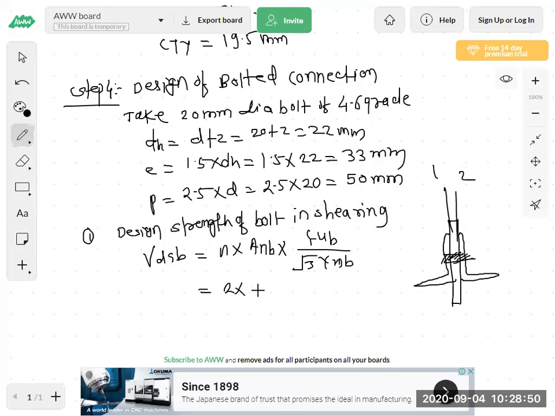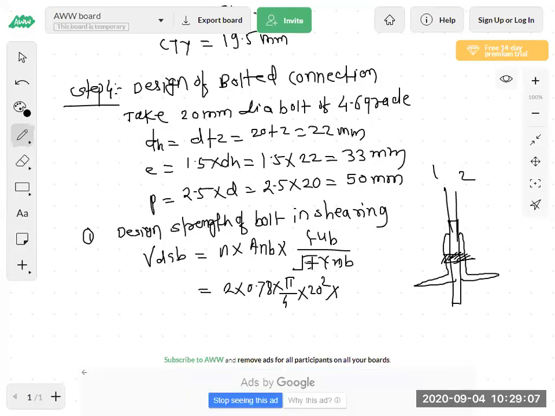So 2 into ANB 0.78 into pi by 4 D square. D is the 20 mm. Again FUB, ultimate tensile strength of bolt, that depends upon grade of bolt. So how much grade of bolt? 4.6. So for 4.6 grade bolt, how much FUB? 400. 400 Newton per mm square. Under root of 3, gamma MB is 1.25.